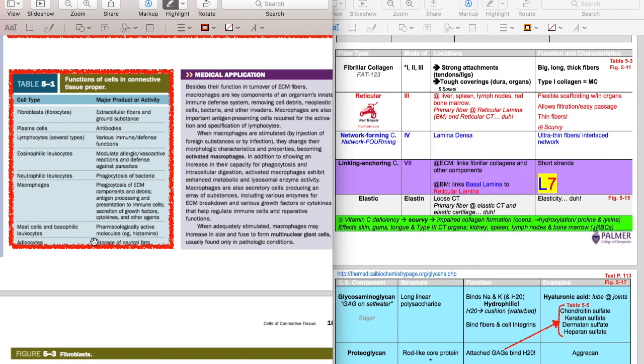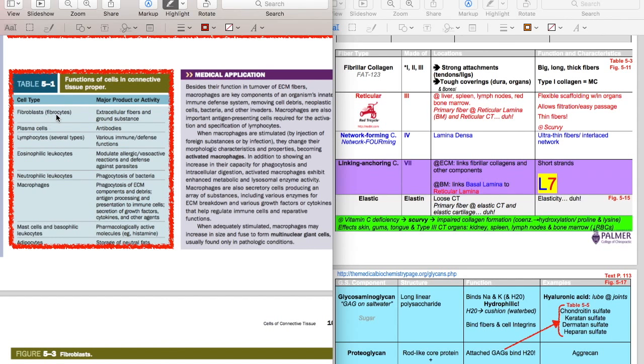This table here is not really testable, but it's something you should know for some background, so you know what these words are when you come across them. It's about different types of cells in connective tissue. So fibroblasts: anytime you come across this word blast or blastic activity, this means the creation of something, making something. Blast means to build or make. Just think build, builders. Fibro builders, they're fiber builders.